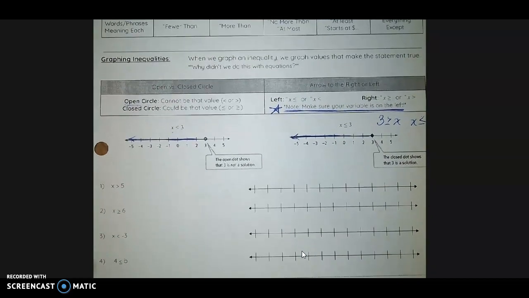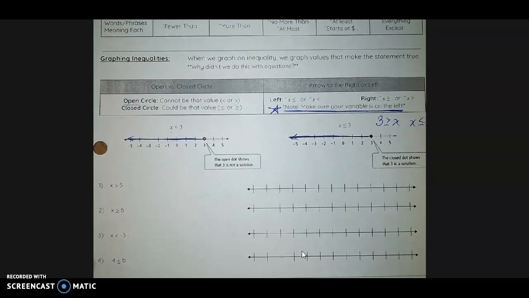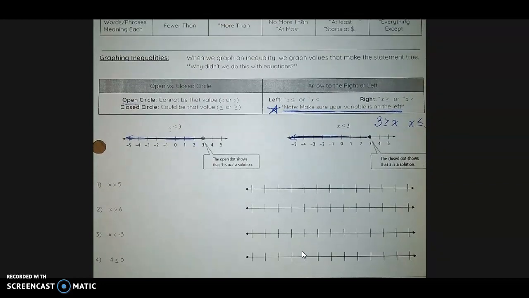So down here, you're just going to practice graphing these. I want you to pause this, try these out, and then start it up again and compare and see if you got it correct.